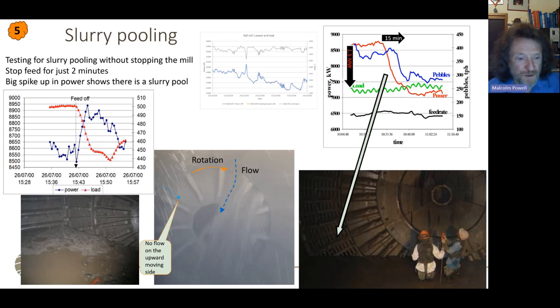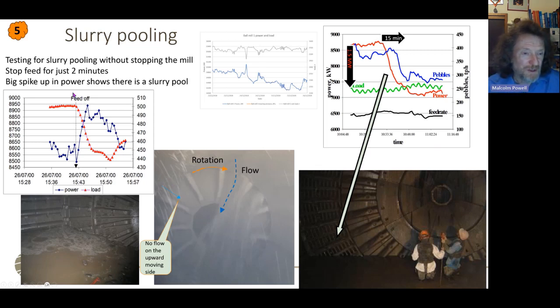So jumping forward to slurry pooling, being well recognized for at least 20 years, but still I'm finding it quite a lot around circuits. If you look at the end of the mill, if you can get a view in there and you use a fan and a strong light, you can view the pulp coming down. The mill's rotating clockwise here. The slurry gets carried all the way around and only flows out on the downward side, on the back of the pulp lifter. You've got slurry constraint issues. It's absolutely clear. It should be flowing out this side.